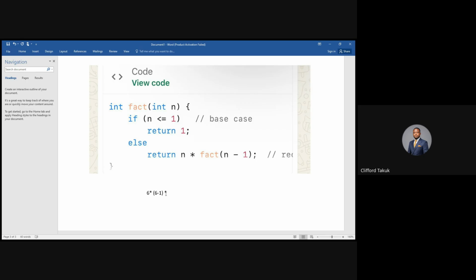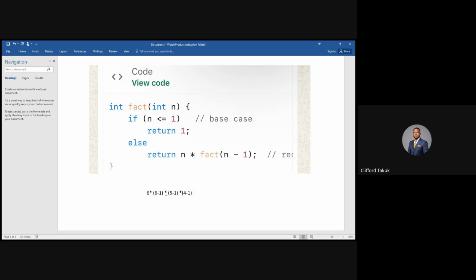Okay, brackets open. Now 6 minus 1 will give us 5, so our n value becomes 5. We now have 5 minus 1 in the brackets. Brackets close. 5 minus 1 will give us 4. We compare it to the expression in the if statement. Is 4 less than or equal to 1? The answer is no. So we continue.